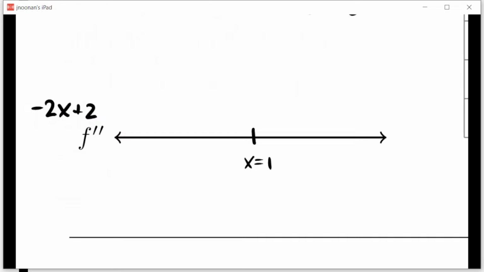And I need to pick a point over here and another point over here. And they can be simple or complicated, doesn't matter. But Claire, what point do you want on the left there? X equals 0 is a good one. So x equals 0. Plug 0 into this and you get positive 2, but it's positive, which means that this is concave up.